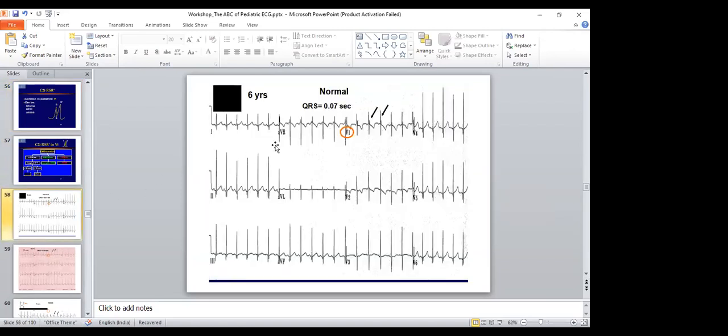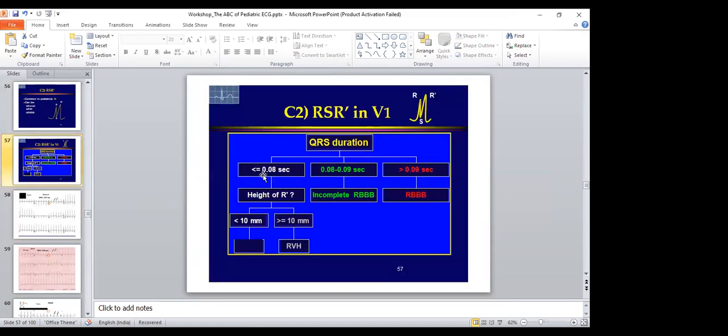Lead V1 gives us abundant information. A positive deflection of R wave, negative deflection of S, and another positive R wave is suggestive of an RSR' pattern. If the duration is less than 0.08, we check the height of R dash. If it is less than 10 mm, then we have to evaluate further. If it is more than 10 mm, then this R wave is because of right ventricular hypertrophy.